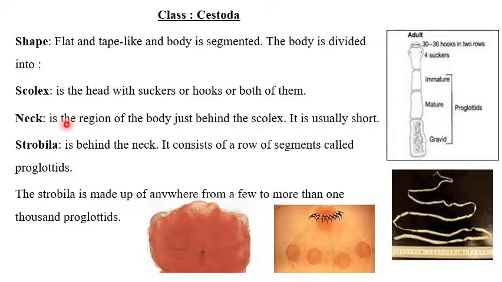Neck is the region of the body just behind the scolex. It's usually short. Strobila is behind the neck. It consists of a row of segments called proglottids. The strobila is made up of anywhere from a few to more than 1,000 proglottids.